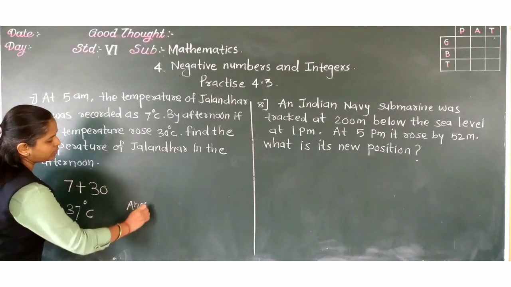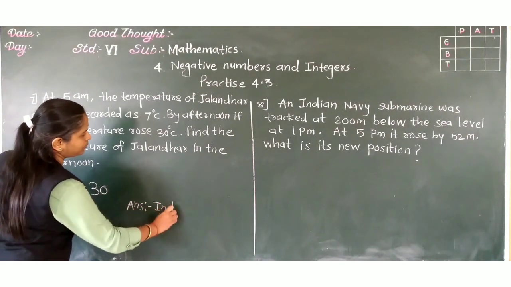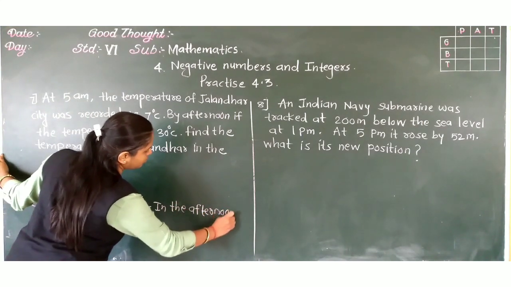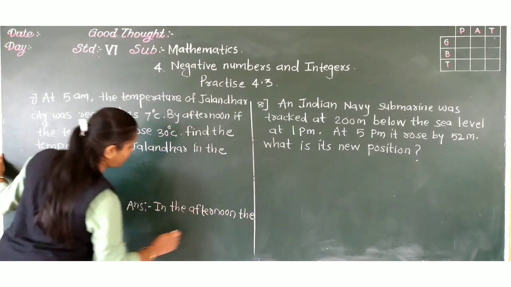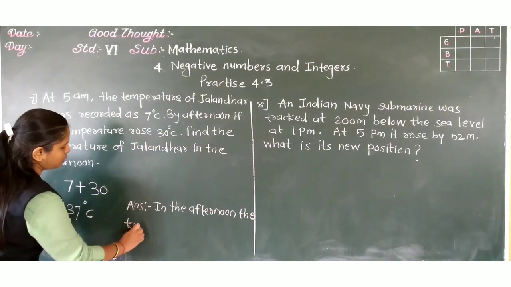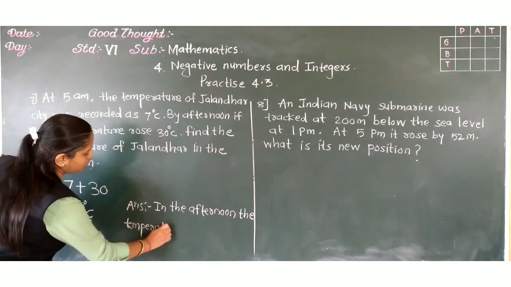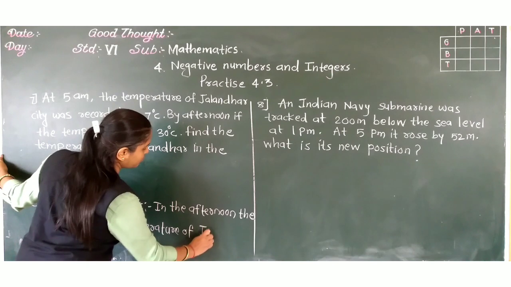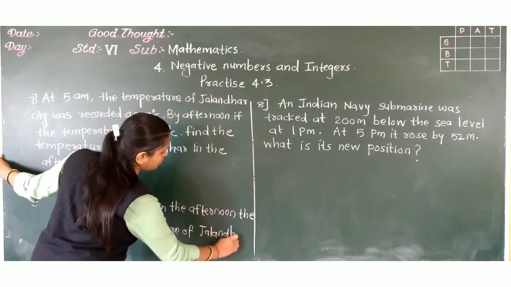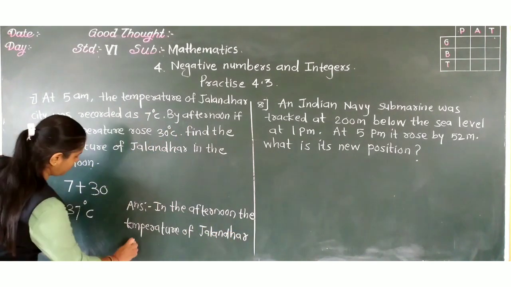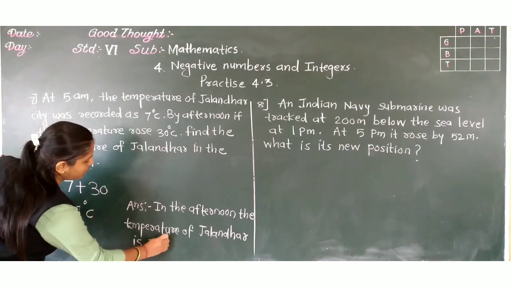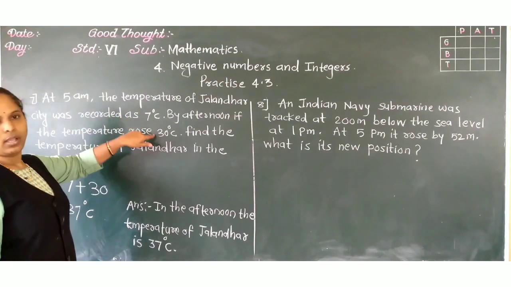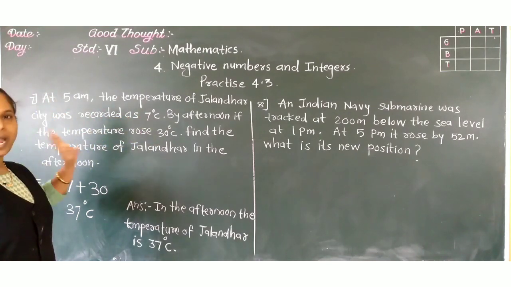Find the temperature of Jalandhar in the afternoon. What will you write as the answer? In the afternoon, the temperature of Jalandhar is 37 degrees Celsius. Both integers have positive signs, so we have to add.